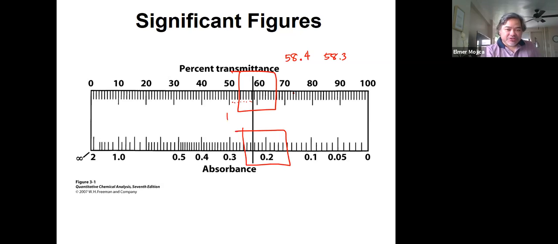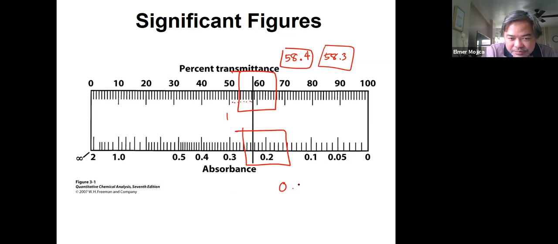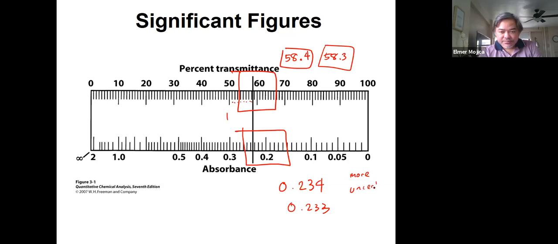Now, if you have that measurement, compare it to the other one, the absorbance. How are you going to do the reading here? You have here 0.2, and then you can count 1, 2, 3. Since it's between 3 and 4, you may put there 0.234, 0.233, because you could see here, oh, it's not half. Now, the question that I will ask you is, which has more uncertainty? Is it the transmittance or the absorbance?